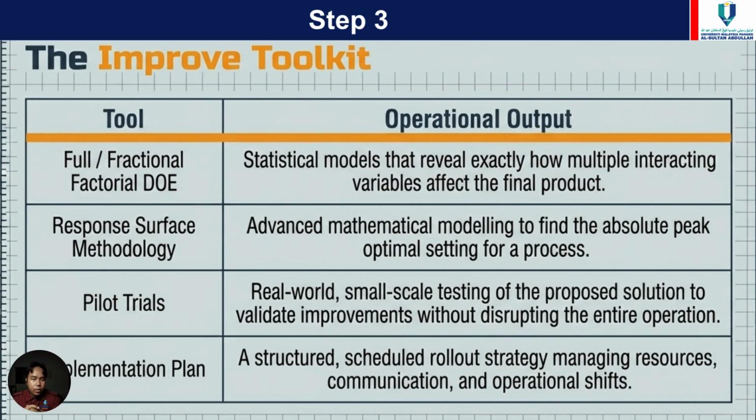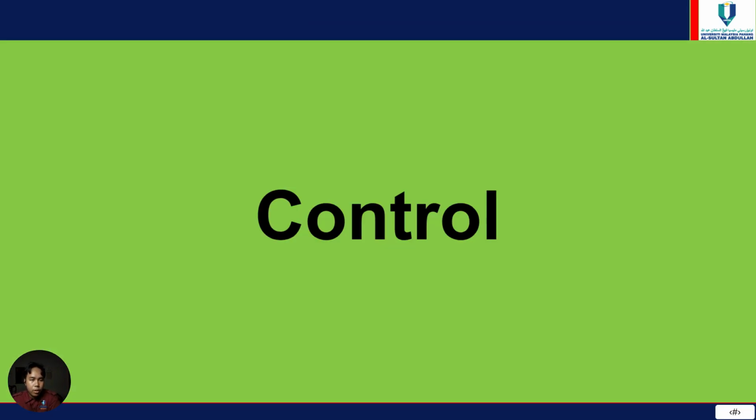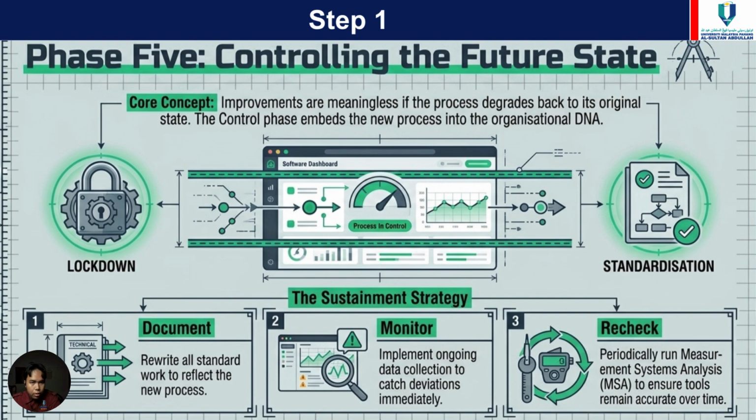And then pilot trials, where we do real-world, small-scale testing of the proposed solution to validate improvement without disrupting the entire operation. And then the implementation plan is a structured, scheduled rollout strategy, managing resources, communication, and operational shift. All right. Now we move to the last one, which is control.